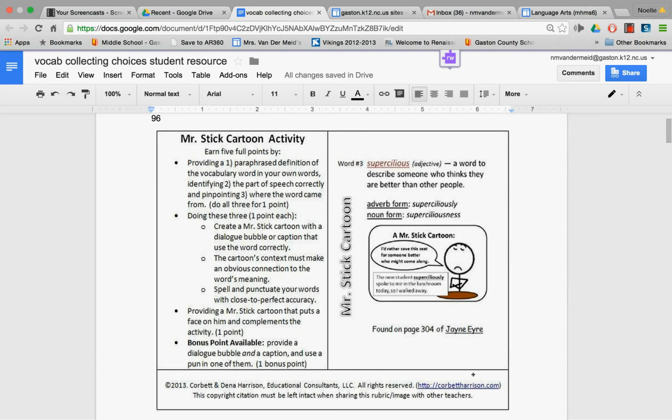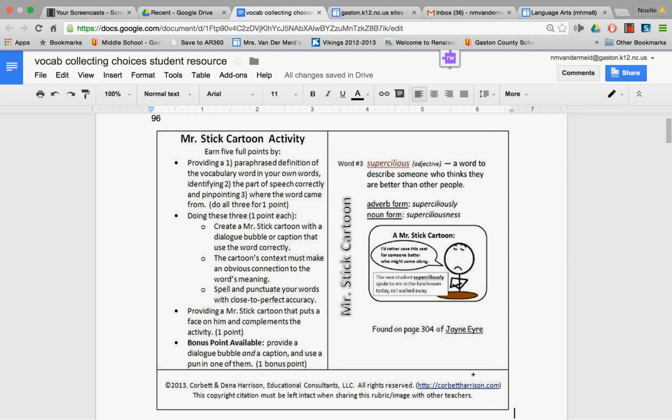You'll have the word, you can see up in the example. You have the word, the part of speech, and a paraphrased definition. You can copy it right out of the book, but a paraphrased definition might be more useful if you're looking at shortening the definition for space purposes. It also helps you really understand the word more deeply when you can put it into your own words.